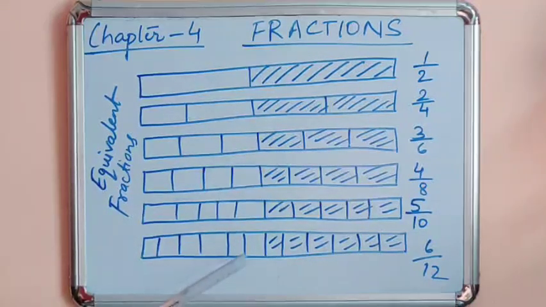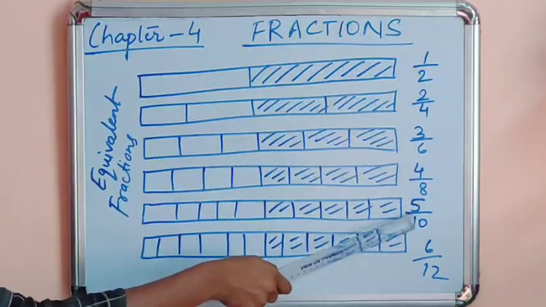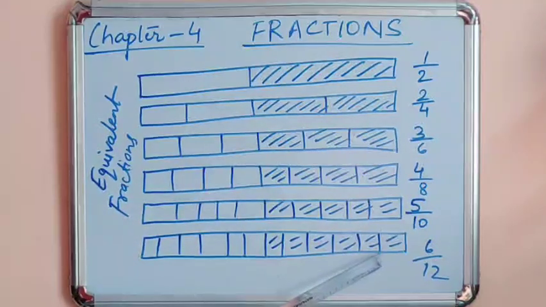Similarly in these two, here we have divided this into 10 equal parts and 5 are shaded, so 5 by 10, and here we have divided this into 12 equal parts and 6 are shaded, so 6 by 12. So this is the way we denote fractions.